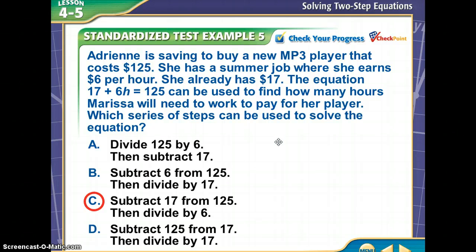You should have selected C. First thing you were going to do was subtract 17 from both sides. Then you would have divided by 6.